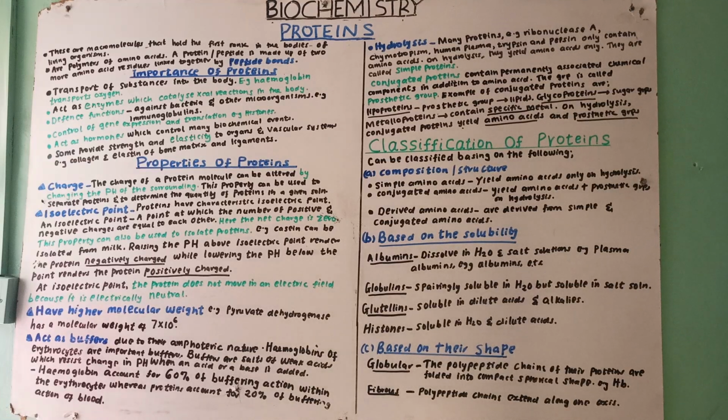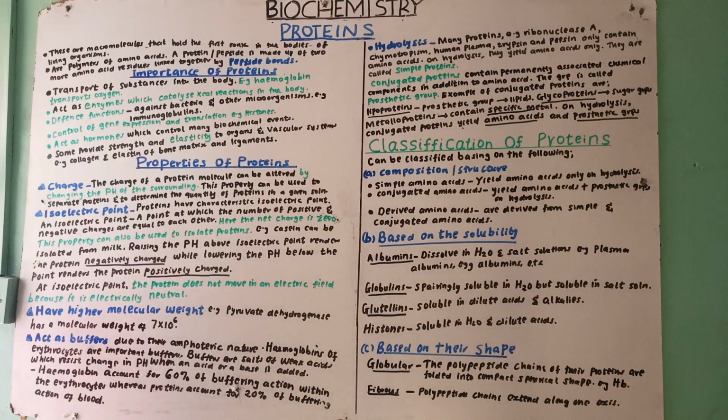Then another property is they act as buffers. So buffers are salts of weak acids and bases which normally resist change in pH when an acid or an alkali is added to them. Hemoglobin accounts for 60% of buffering action within the erythrocytes, whereas proteins account for 20% of buffering action of blood.